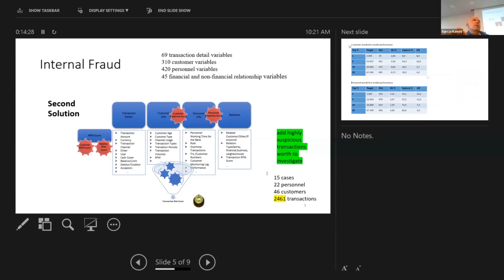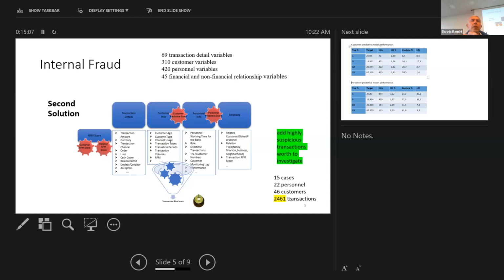But this time, maybe there were a little bit more cases. But also we asked the inspectors, okay, what is very worth for you to inspect? Maybe at the end it is not fraud, but in any case, they would like to inspect such transactions. So with that addition, we now had 2,461 transactions that we can label as positive in the predictive model.